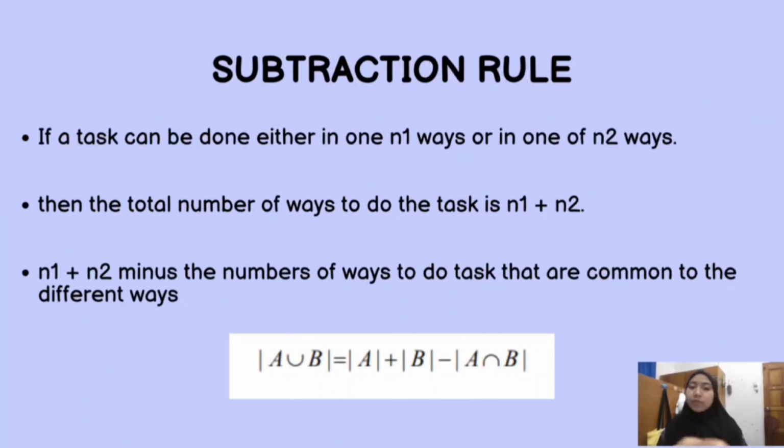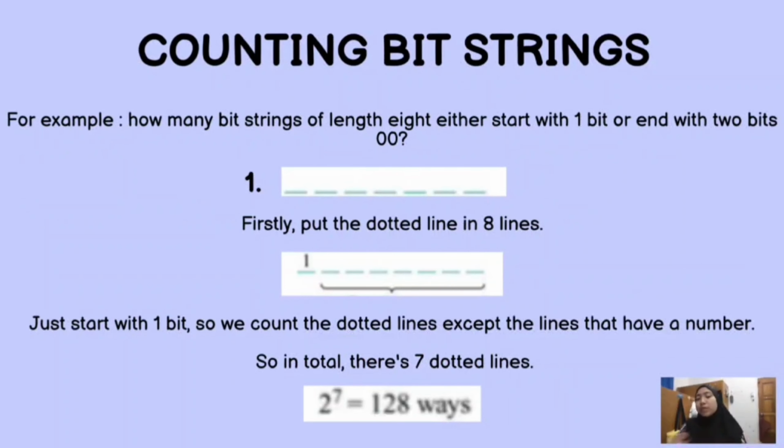For the subtraction rule, if a task can be done either in one of n1 ways or in one of n2 ways, then the total number of ways to do the task is n1 plus n2 minus the number of ways to do tasks that are common to the different ways. The next is counting bit strings.